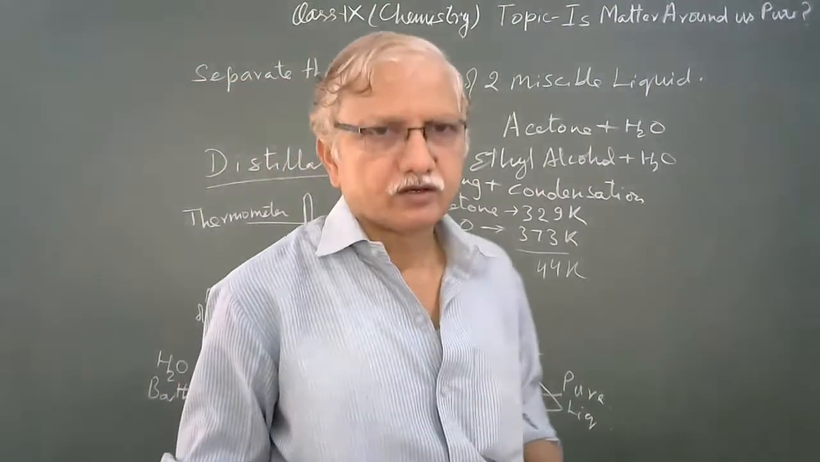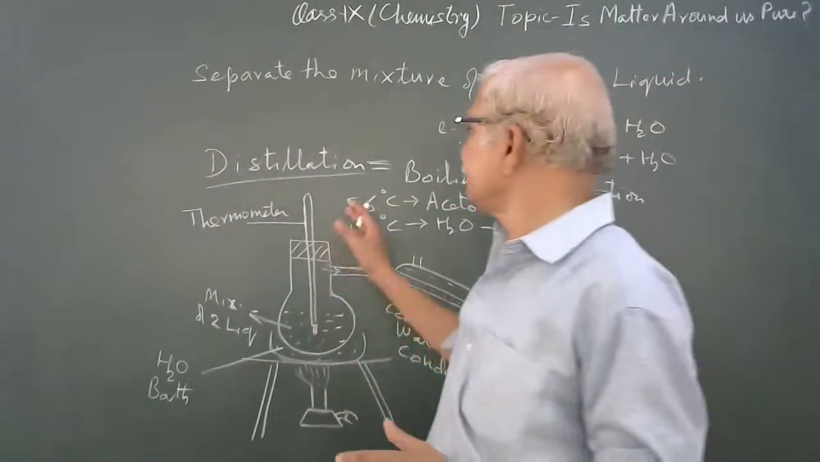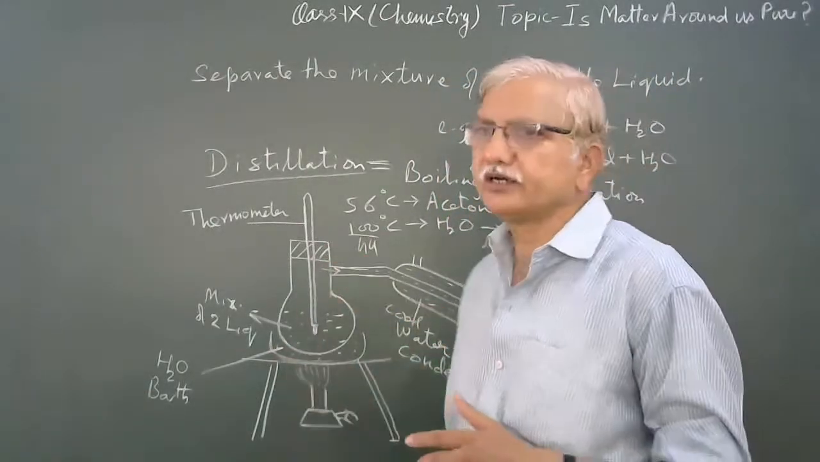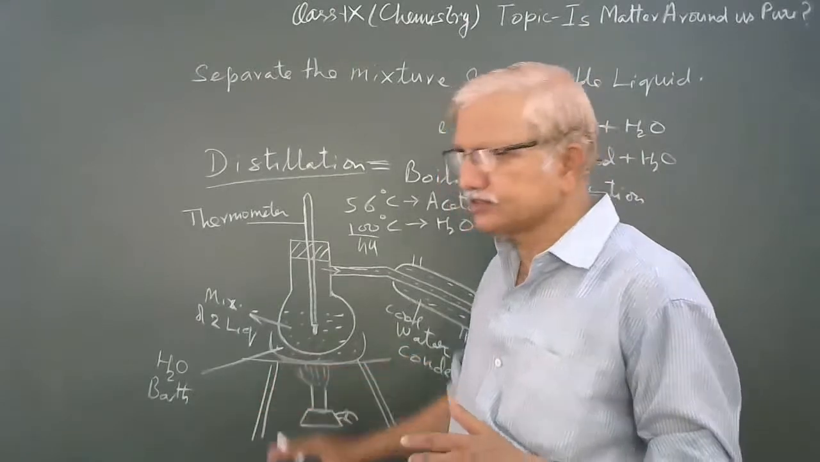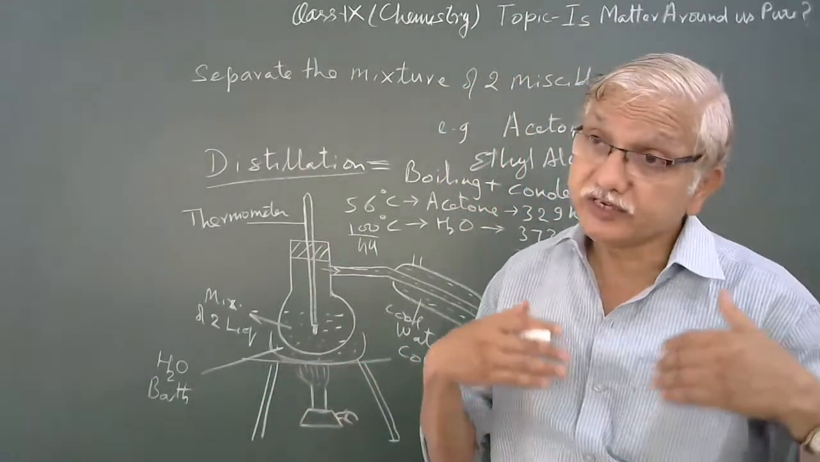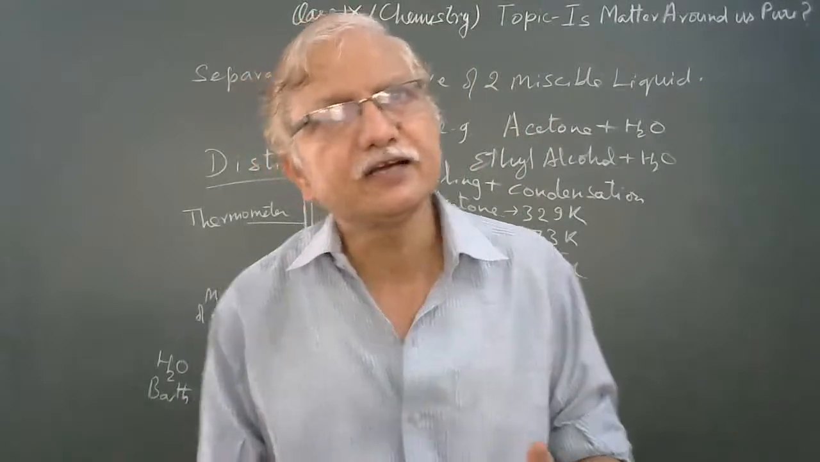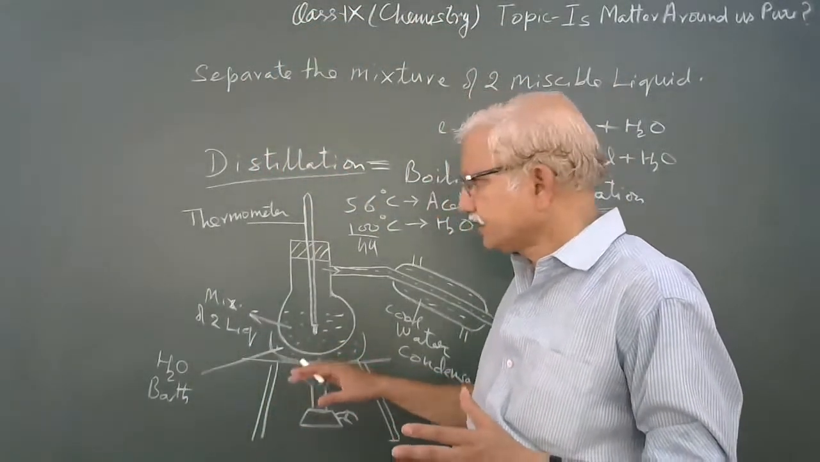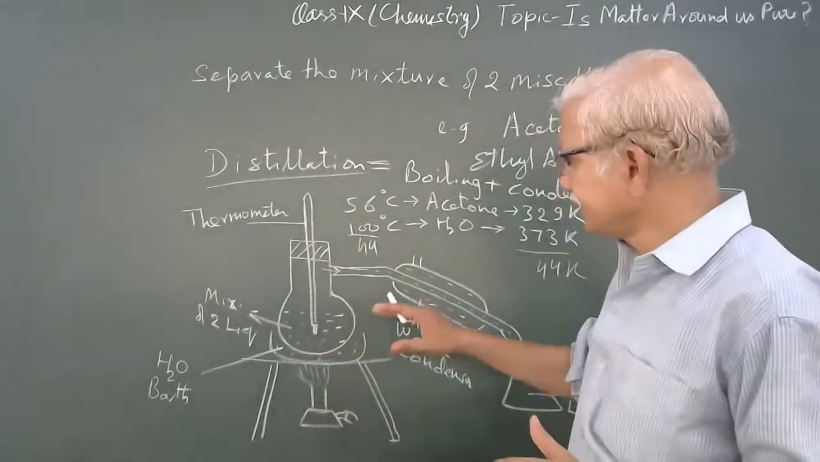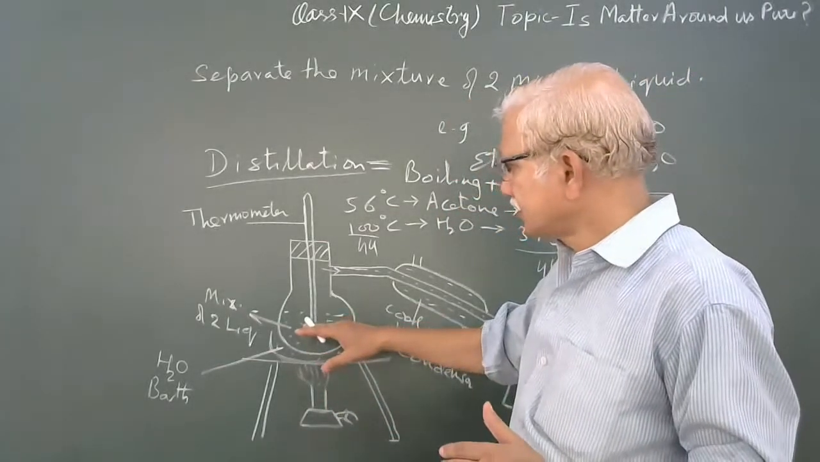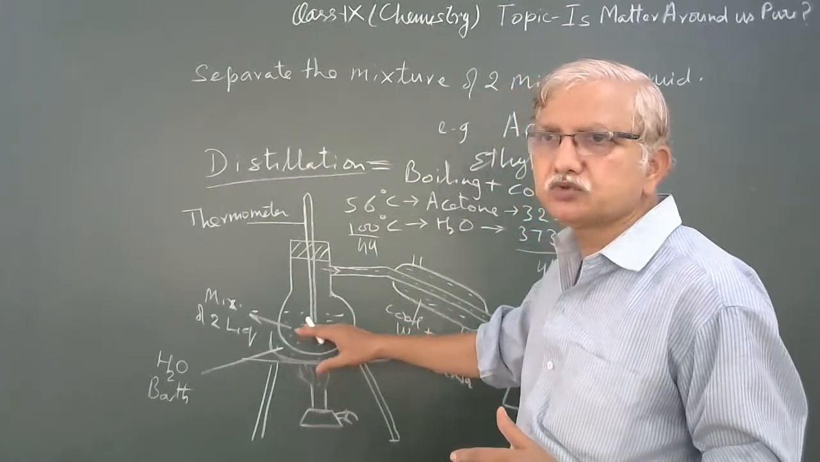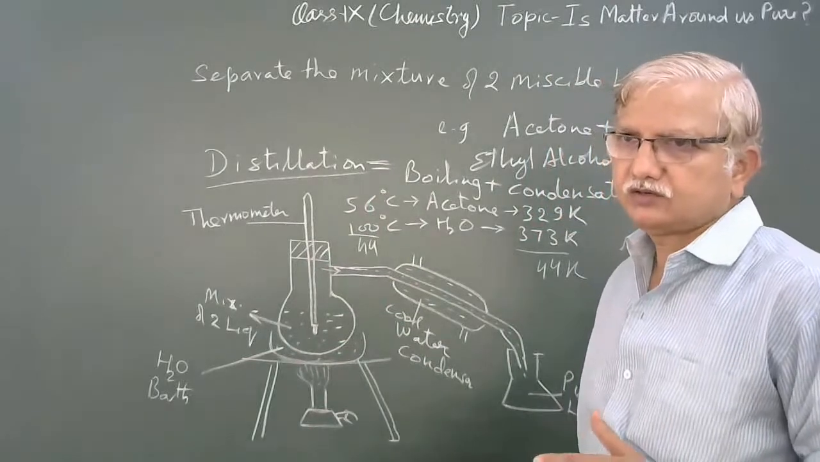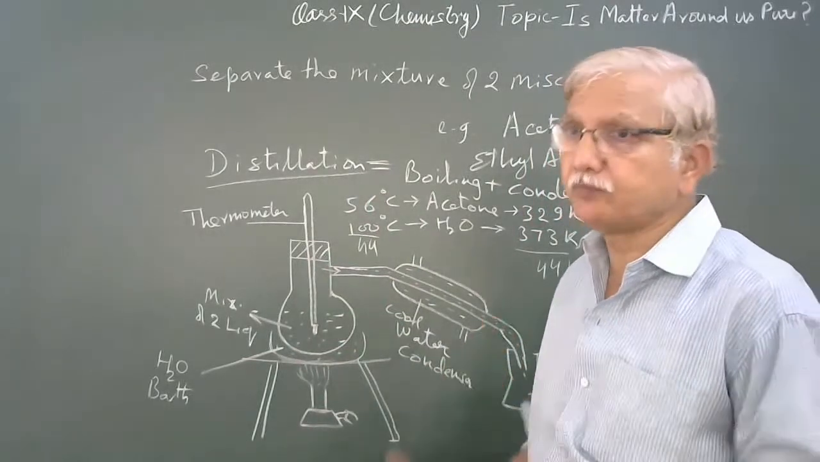So this way, during heating, we should maintain the temperature at 56, and if we heat, its temperature will not increase, because we maintain it. Otherwise, even if we do heating continuously, its temperature will not increase, because when heating continuously in a proper way, the heat provided to this mixture is used to convert the liquid acetone into vapor acetone. So this is called latent heat of vaporization.